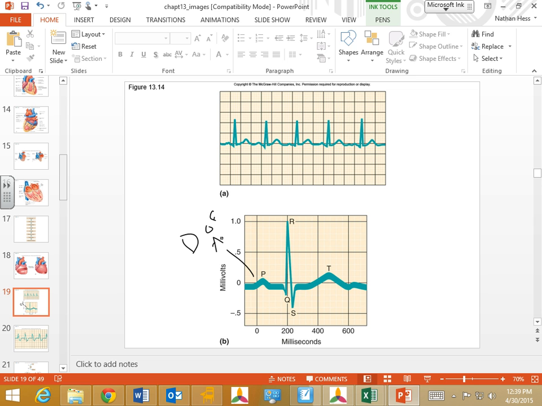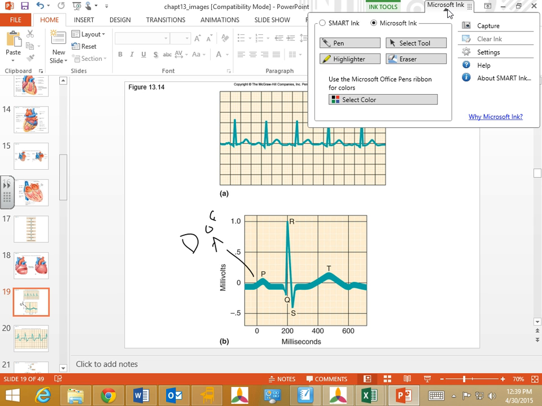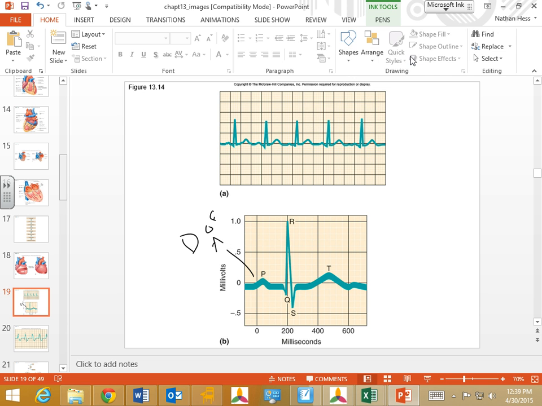This is really bothering me, that it won't give me the thing that I want. I want the eraser.